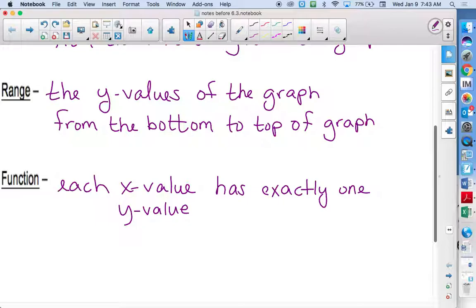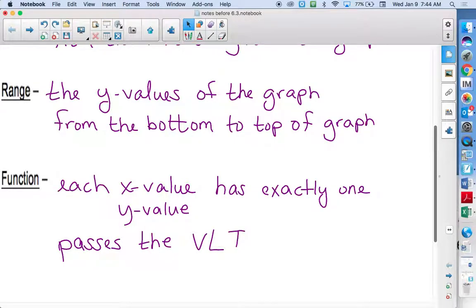Which is what Connor just said. So the x value can only have one y, so the input can only have one output. Graphically, we're going to be looking to see, does it pass the vertical line test? We call that the vertical line test, the VLT.